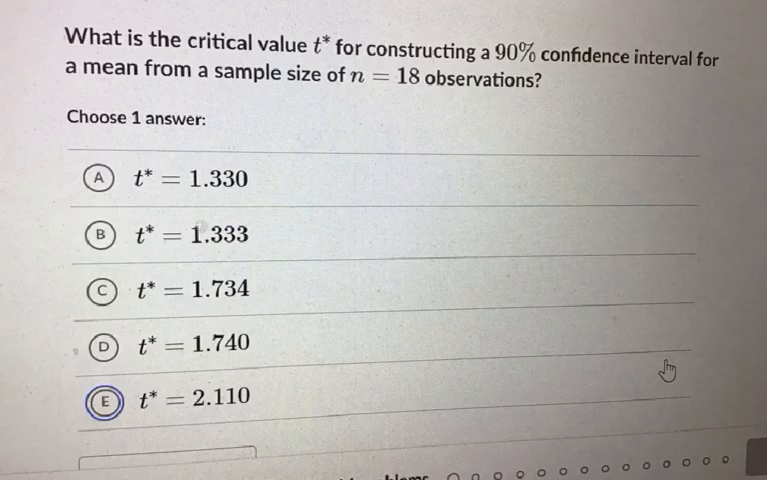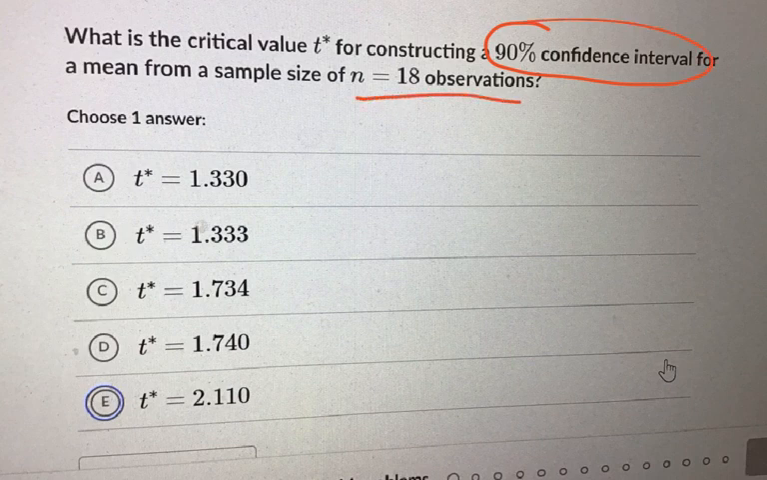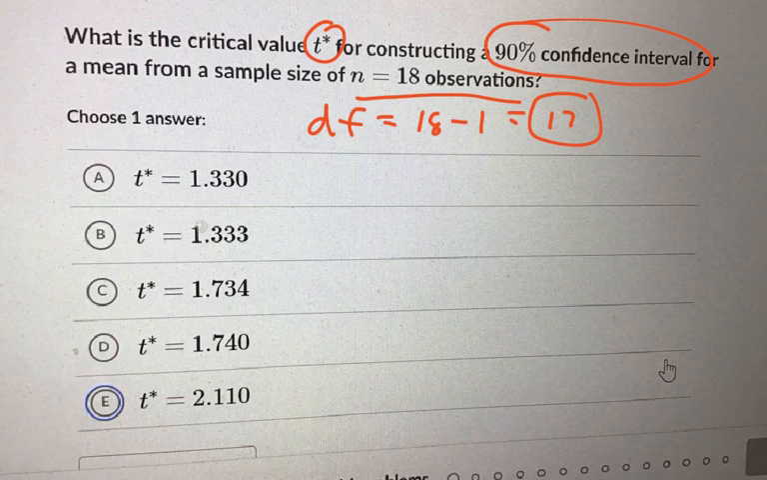So look how simple this one is, guys. This was like problem 1 or 2 when I tried it myself. We want a 90% confidence interval. We're told our sample size is 18. So immediately what you should understand is we're going to take 18 minus 1. We know our degrees of freedom is 17. So we want to know what that critical T-star value is.